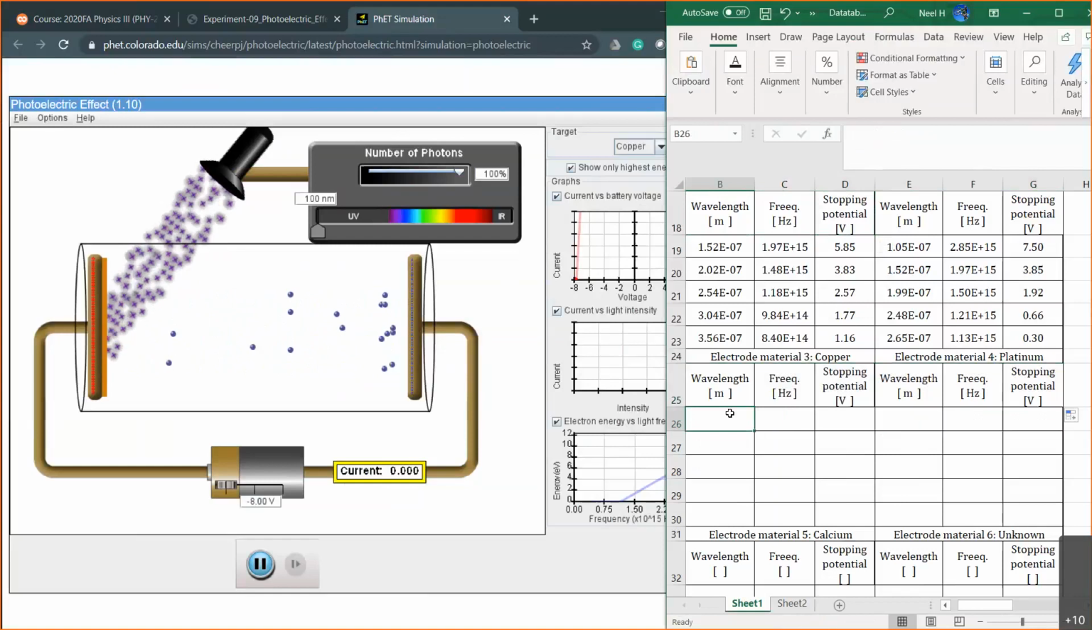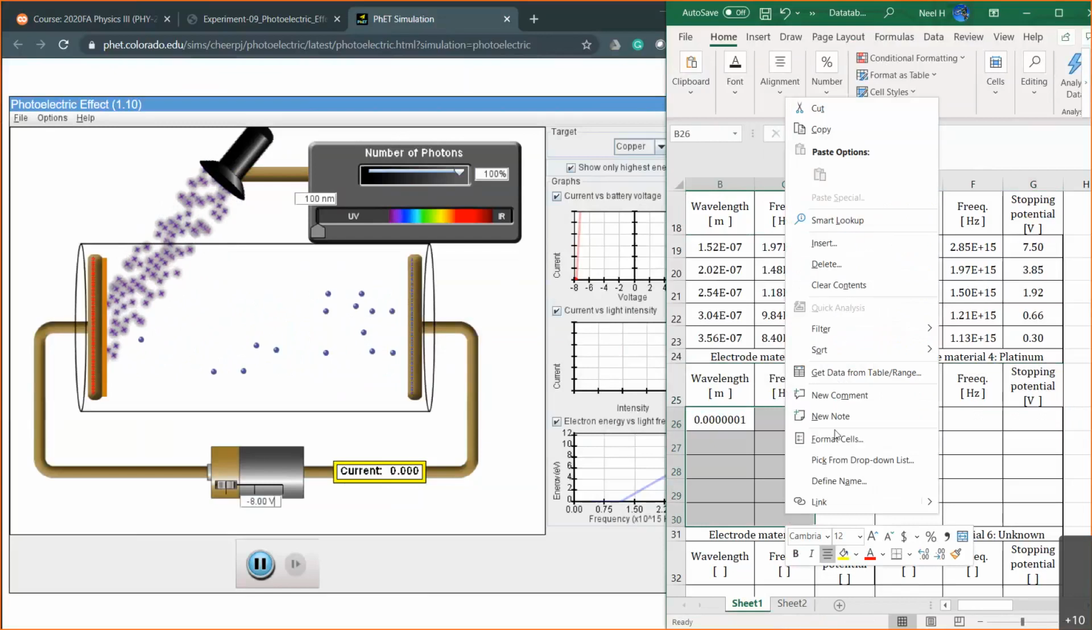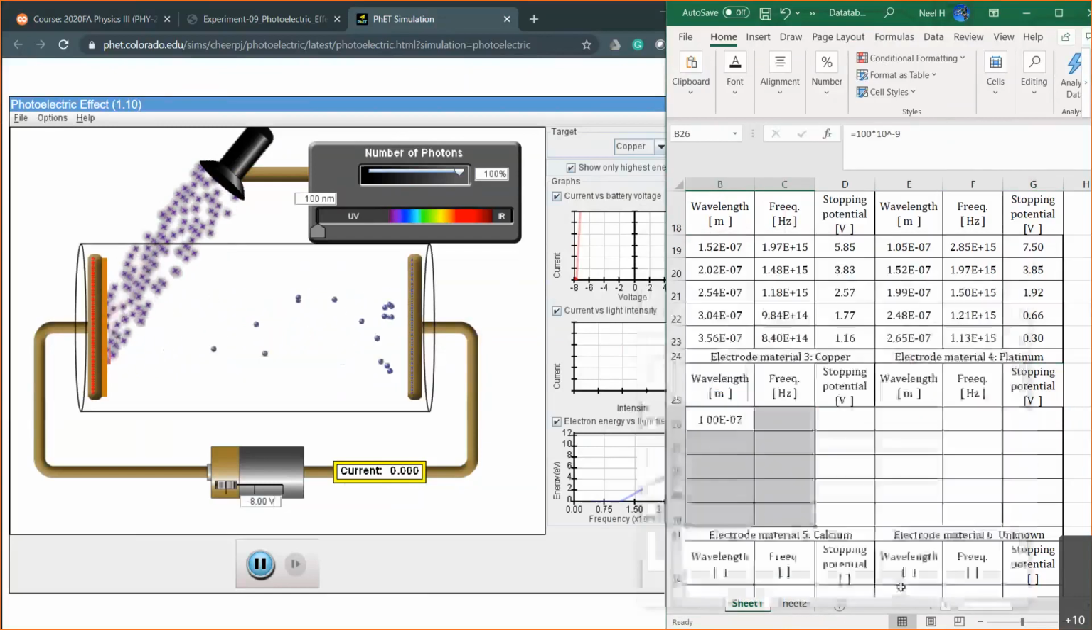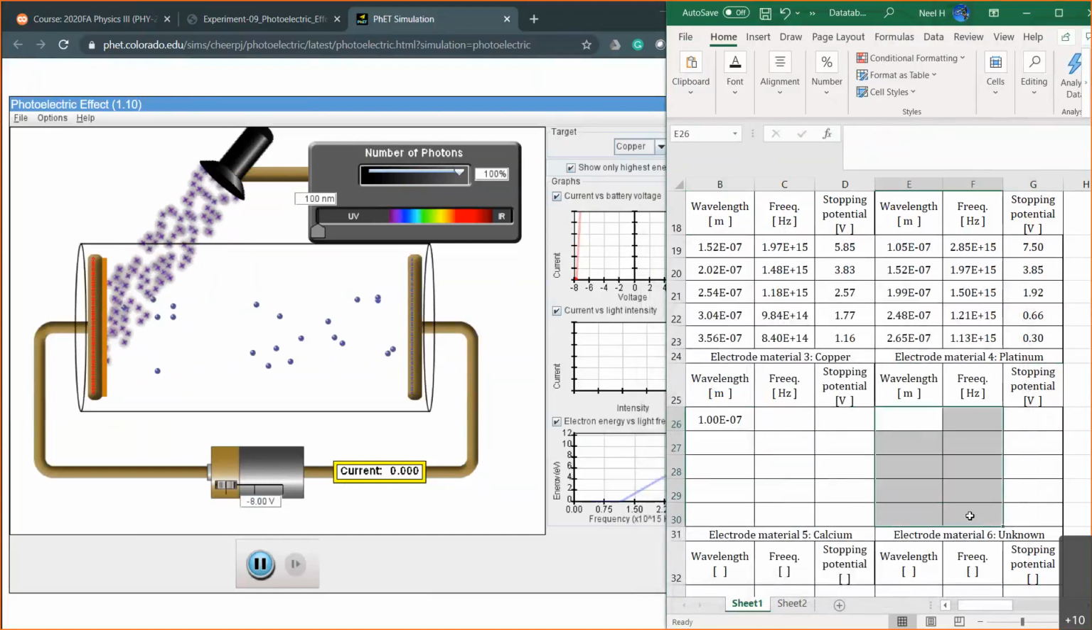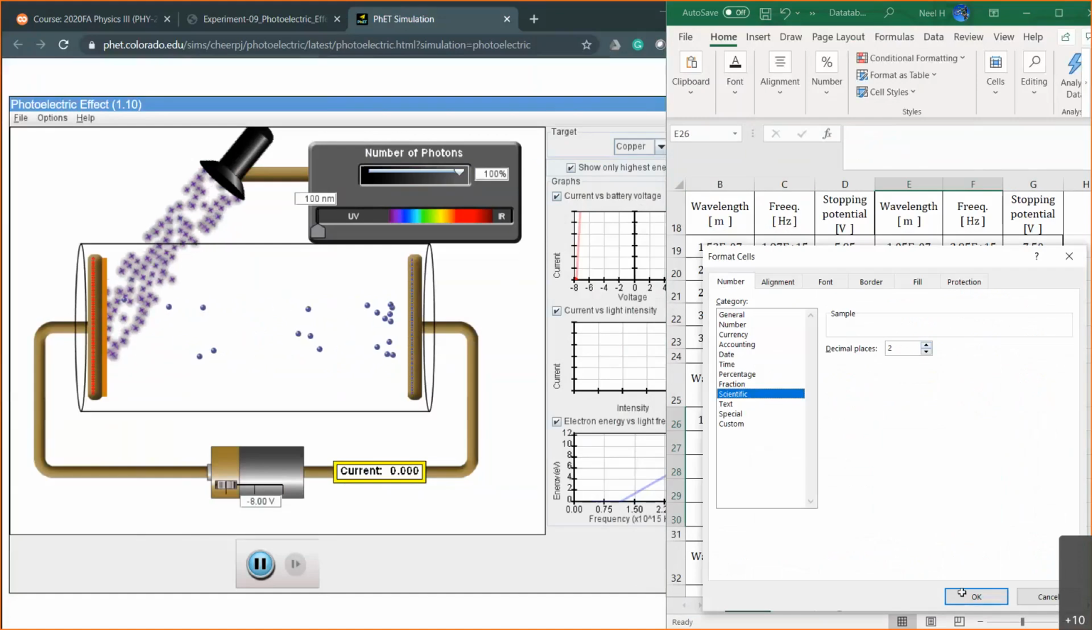Wavelength: we do 100 nano, equals 100 multiplied by 10 to the power minus 9. Make sure you change these into scientific notation, format, scientific with 2 decimal places. These two also, frequency and wavelength, format, scientific, 2 decimal places.